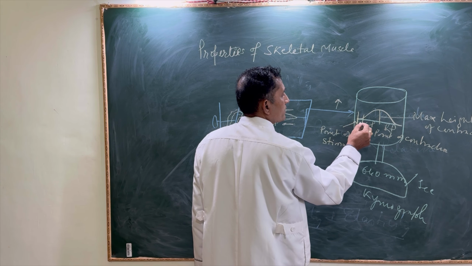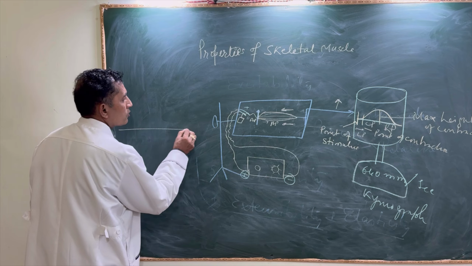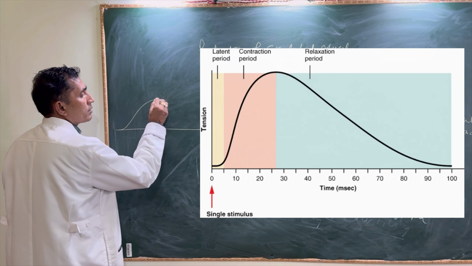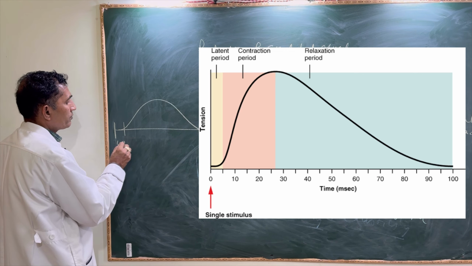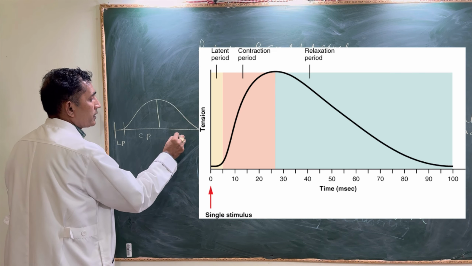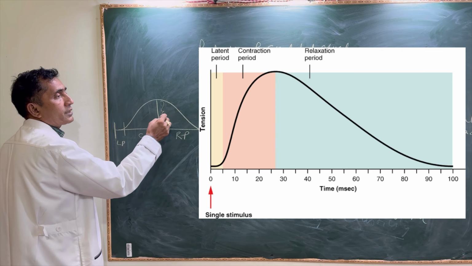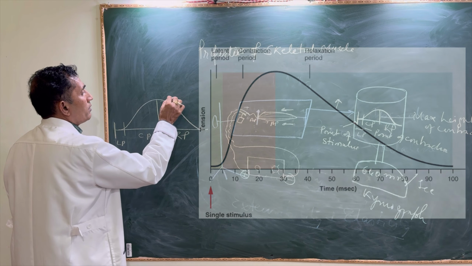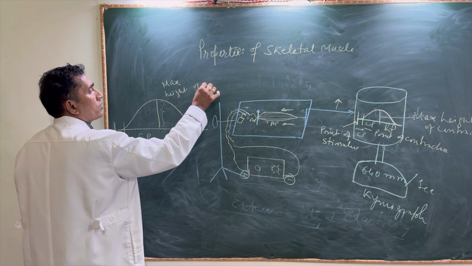contraction period, and this is the latent period. So three periods I have mentioned. Again, if I draw it nicely, we can see the graph. One is the latent period, one is the contraction period, and another is the relaxation period. And this is the maximum height of contraction.